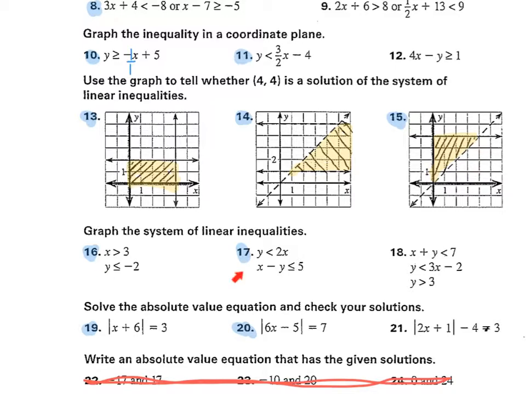16 and 17. We're going to graph these systems. So on your graph paper, you're going to graph two lines. Remember, if it's a dashed line or a solid line.